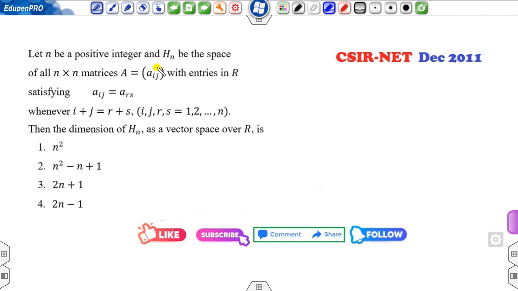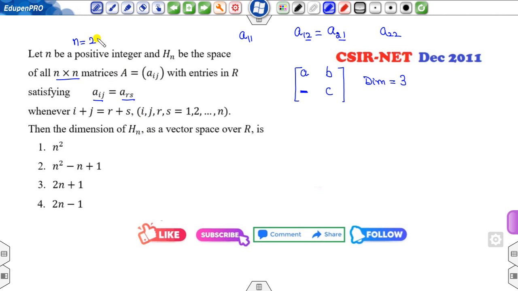Let n be a positive integer. Hn is the space of all n cross n matrices. I can choose n as 2, such that Aij equals Ars with i plus j equals r plus s. Fine. First one is A11. This number is A. A12 and A21 are the same because 1 plus 2 and 2 plus 1 are the same. It is B. This is also B. There is no need to write. Then A22, this is my C. How many unknown elements? 3.